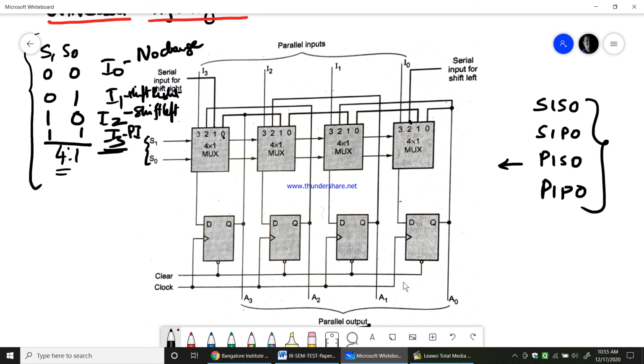Okay, so with this, the types of registers are covered, and from the next video we will see how counters are designed. First we see the basic introduction to counters, and then we see how to design synchronous and asynchronous counters, with different mod values.